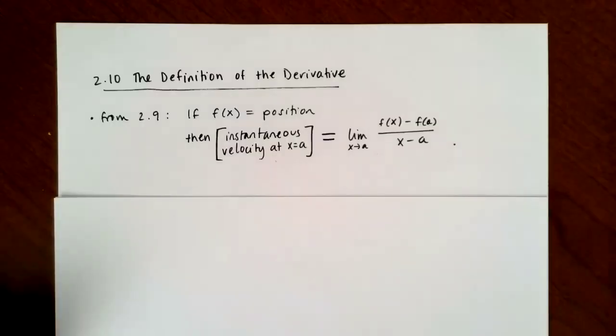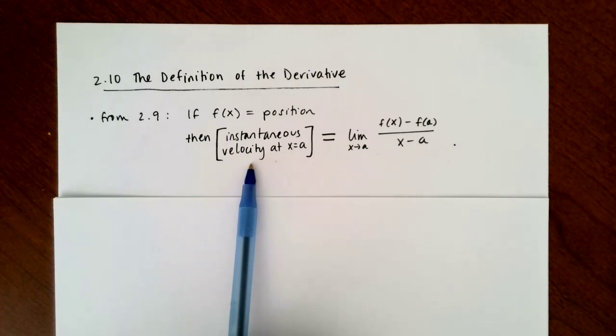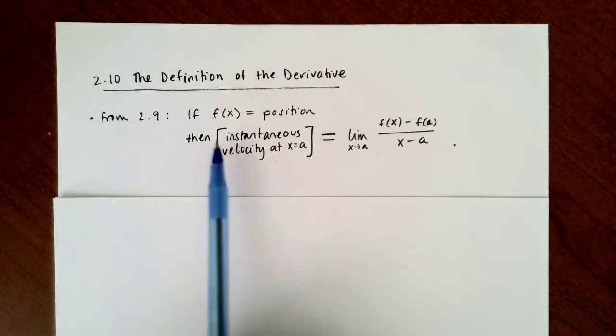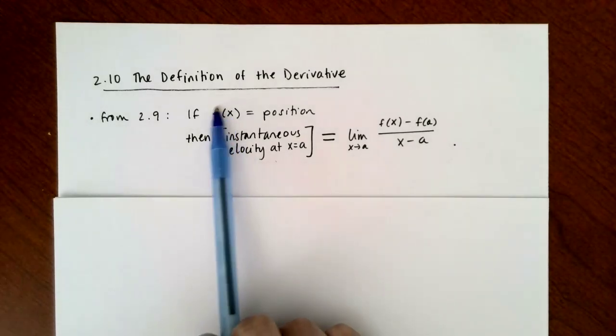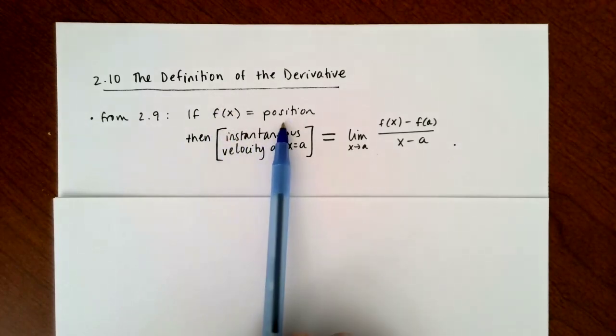Let's start our notes for section 2.10, the definition of the derivative. So we're going to start by thinking about something we saw in section 2.9. This section was about instantaneous velocity at a particular time, or also average velocity over a time interval. So in that section, the function f of x or f of t, the original function, had to represent position, so some sort of distance measurement probably.